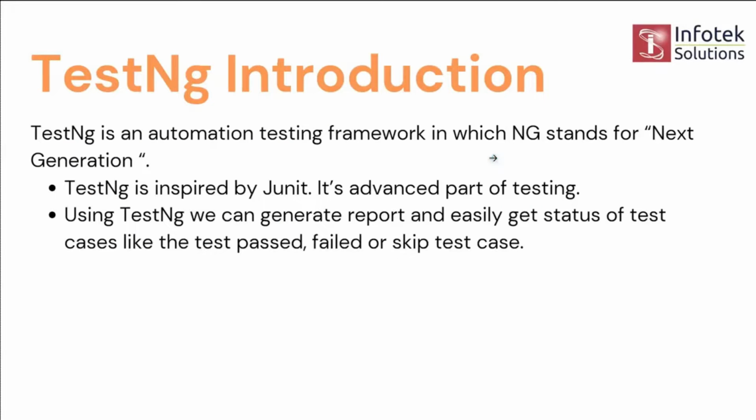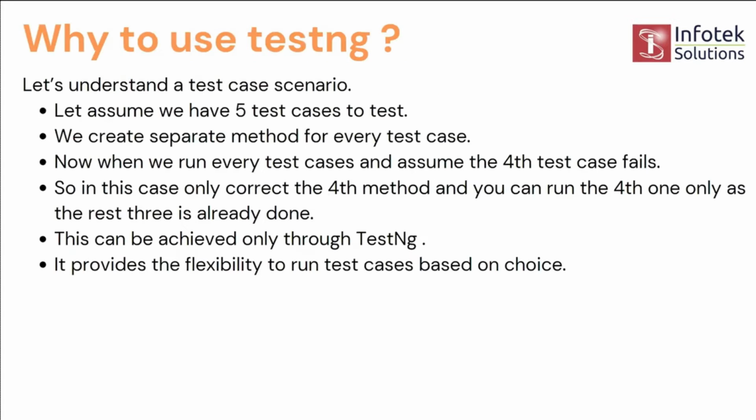TestNG is an automation testing framework in which NG stands for next generation. TestNG is basically inspired by JUnit, and it's an advanced version of it. Using TestNG, we can generate reports and easily get the status of test cases, like test passed, failed, or skipped. Usually when you work with Selenium, you don't get these reports showing the exact status of every test case. TestNG by default generates these reports, showing whether a particular test case passed, failed, or was skipped.